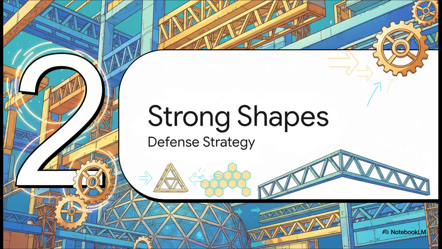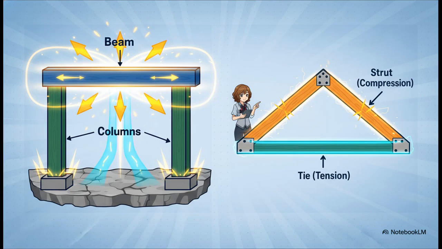Section 2. Building strong shapes. So, now that we know about the forces trying to basically tear our stuff apart, how do we engineers fight back? Well, the secret lies in strong shapes. Think about a standard horizontal beam carrying weight across an empty space, using vertical columns to transfer that weight straight down to the ground. It works, sure, but when we build a roof, we use angled pieces instead. When a piece is being squashed together in compression, we call that a strut.